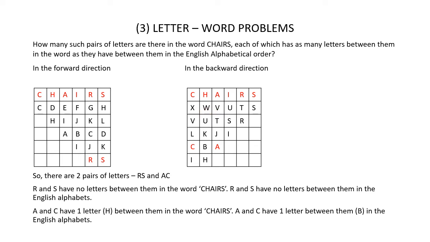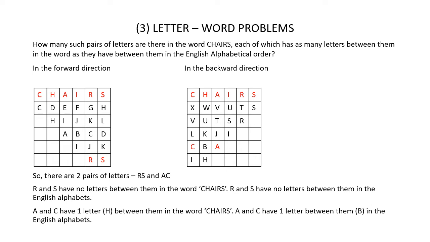Now compare these letters with the letters in the word CHAIRS. You will see that T does not match with R, U does not match with I, V does not match with A, W does not match with H and X does not match with C. So you'll see that there is no answer pair in this row.